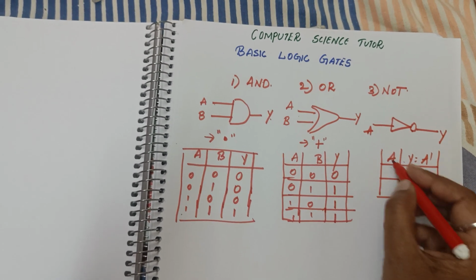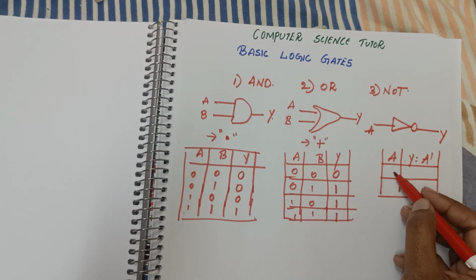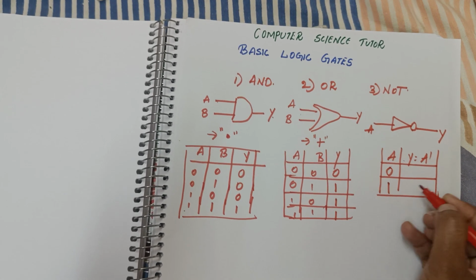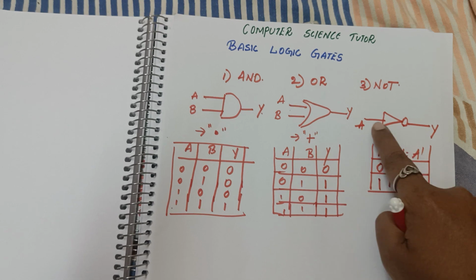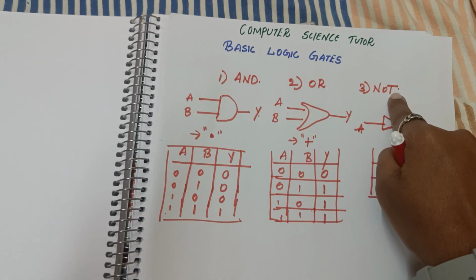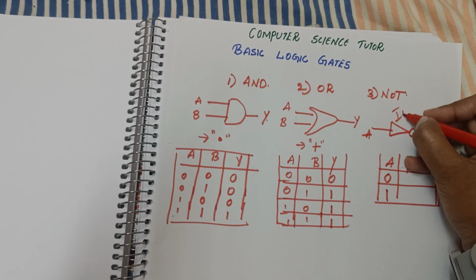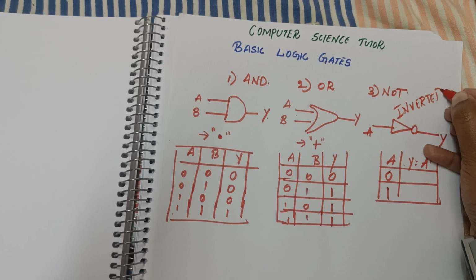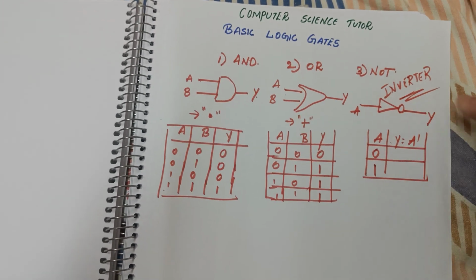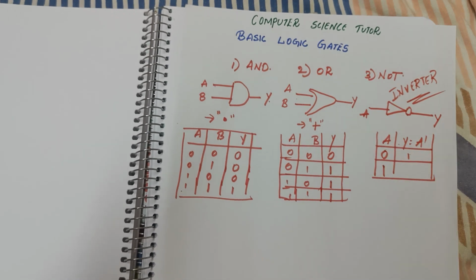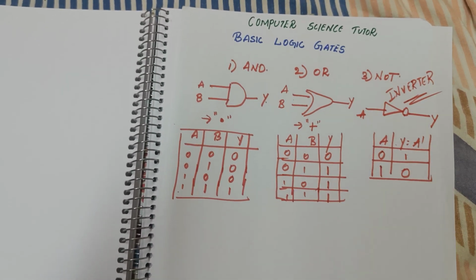So if I have one variable, we can use two possibilities. One possibility is 0, another one is 1. So the output is always opposite to the input. That's why we call it NOT gate, also called inverter gate. Inverter means input is always opposite to output. If I give 0, it should be 1. If I give 1, it should be 0.